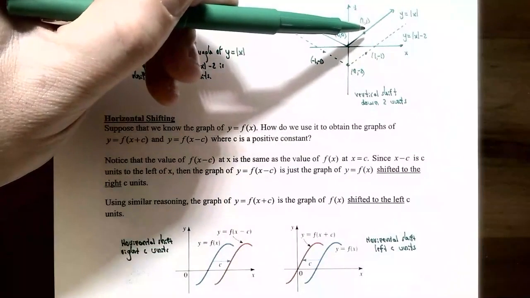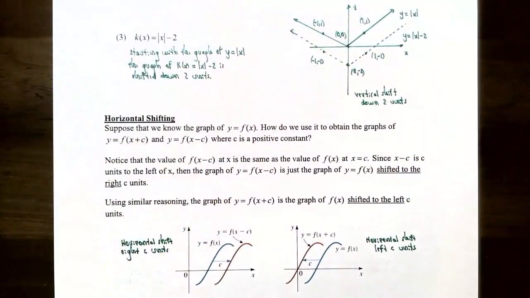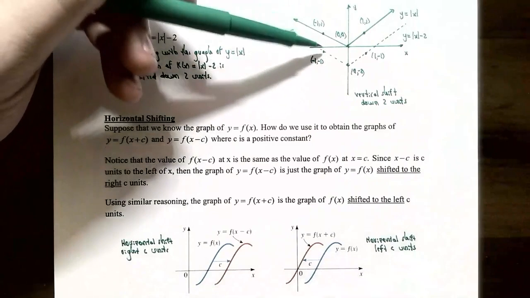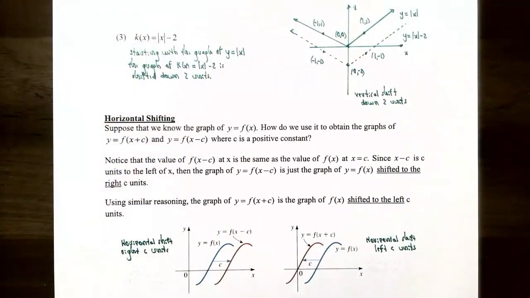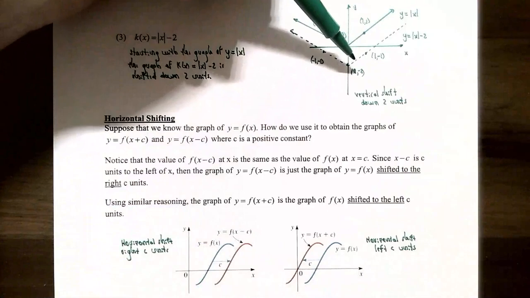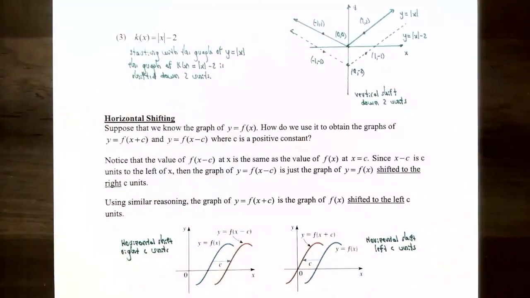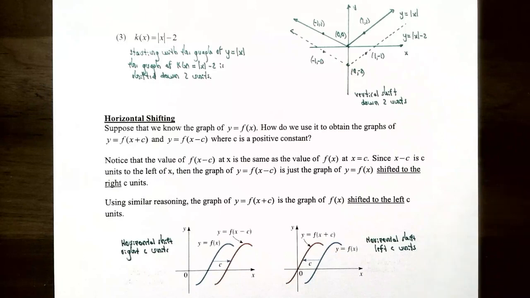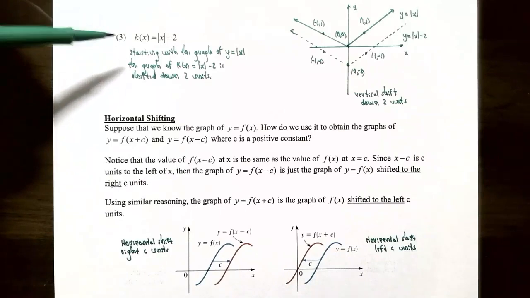(1, 1) shifted down 2 units makes it (1, -1), a point on the graph of k of x. And then (-1, 1) shifted down 2 would be at (-1, -1). And so the graph will have the same shape. It'll still be a V-shaped graph, but it will pass through (0, -2), (1, -1), and so on. It will also pass through (-1, -1) whenever x is negative. And so this is a vertical shift down 2 units to get the graph of k of x.